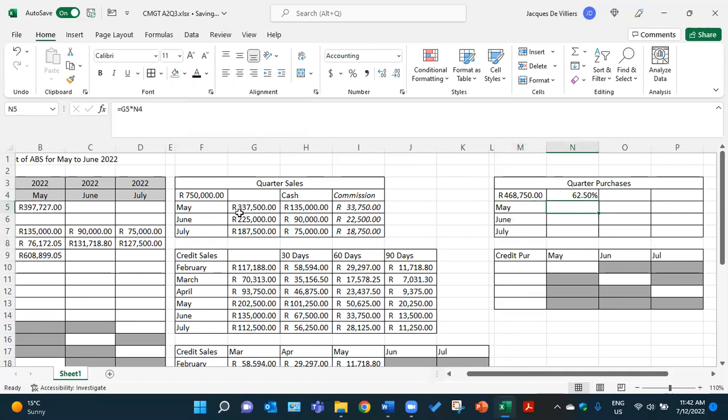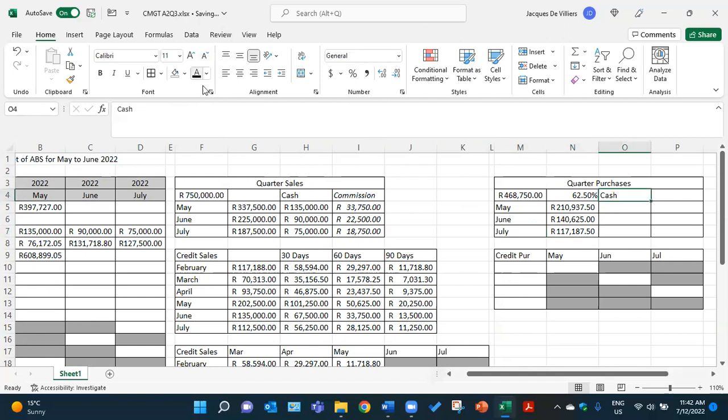So then if I look at my different months here, I can say, well, if my sales in May was 337,500, my purchases for May will be that multiplied by 62.5%. Okay, and then we can do the same for June. We can do the same for July. Now that is our total purchases.